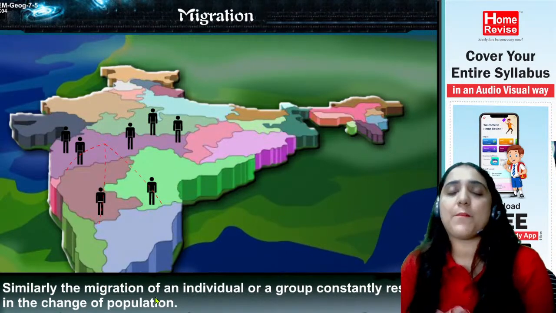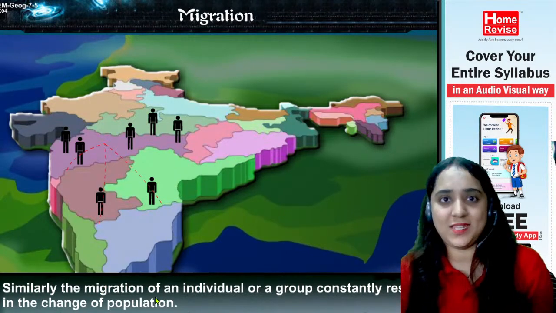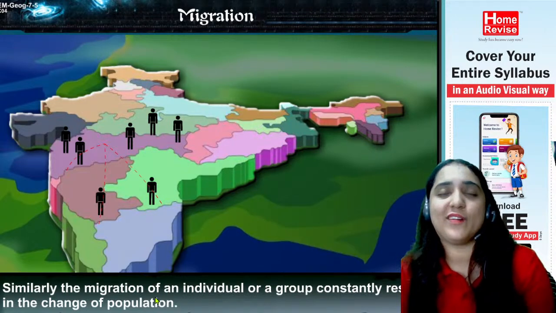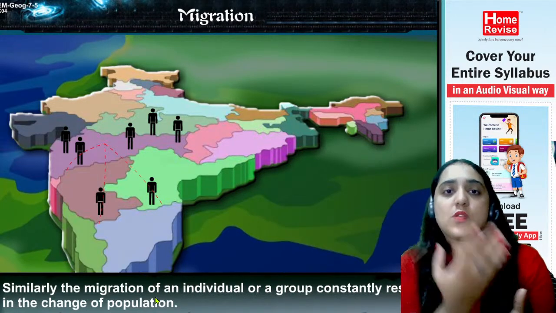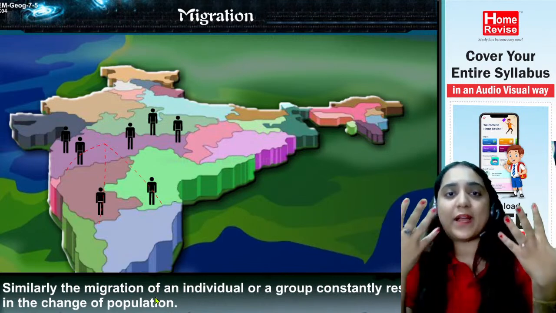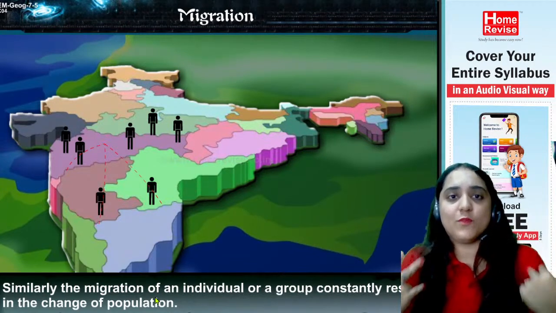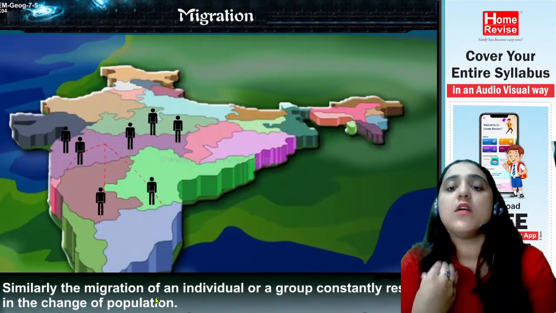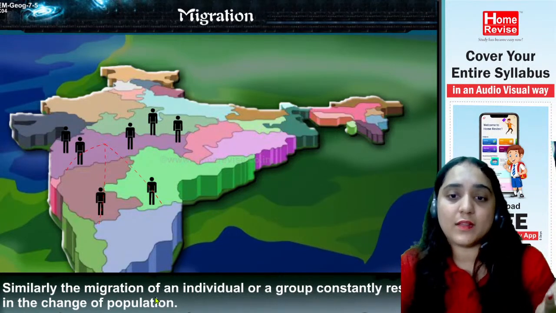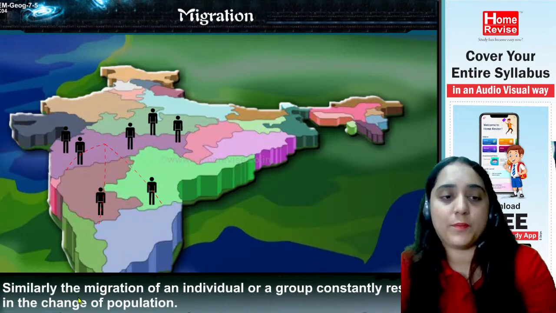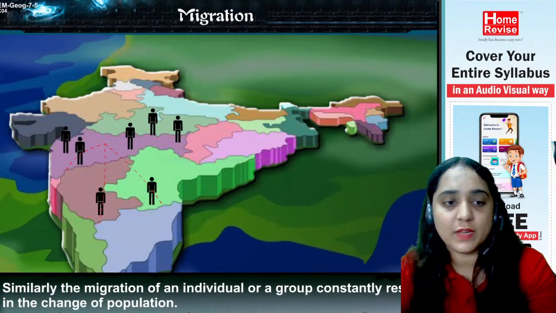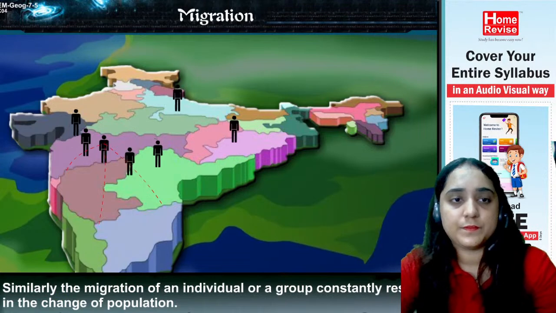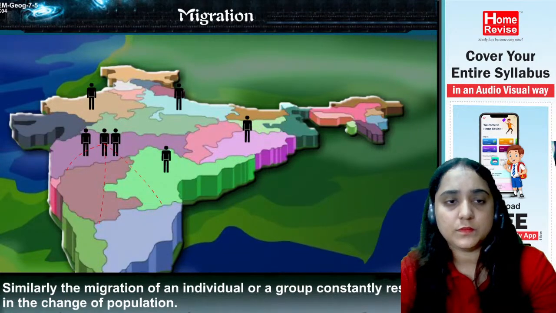Like for example, if somebody is moving from some other state to Delhi for educational purpose, for 2 years you will stay there, you will complete your education, you will come back to your own city. So this is a constant movement, a constant migration, in migration, out migration for the particular area. So this can result in the change of the population. So see, please pay attention on the screen. The migration of an individual or a group constantly results in the change of population.